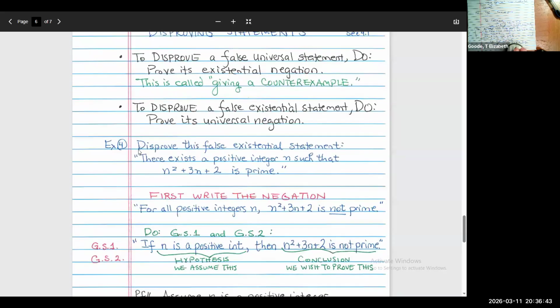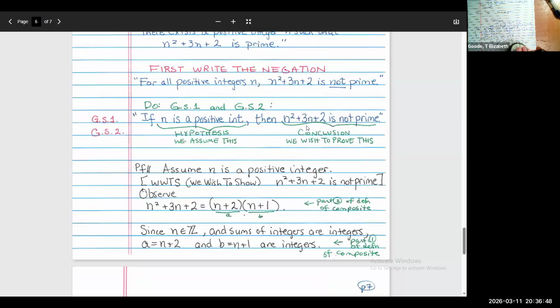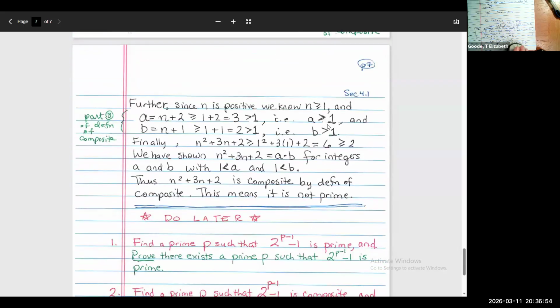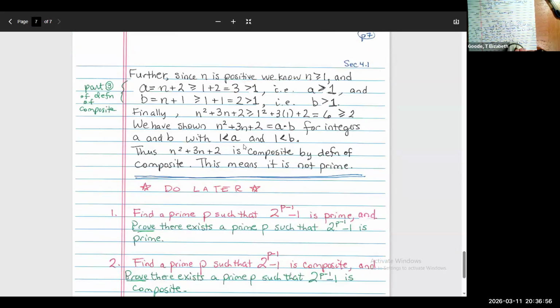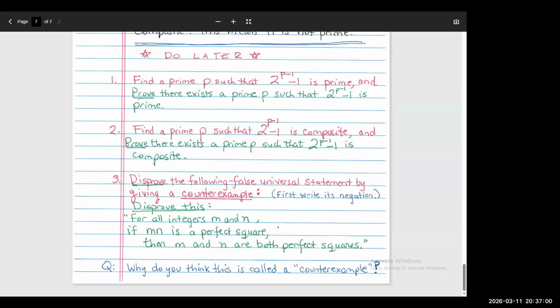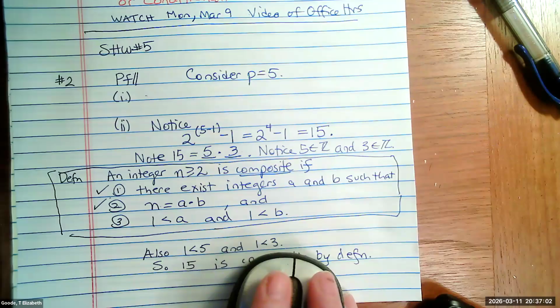We did example 4. We're disproving an existential, so we wound up proving a universal because its negation was universal, right? And this was about proving something's composite, and it was quite involved. But I gave some do later problems. So definitely use the class notes.